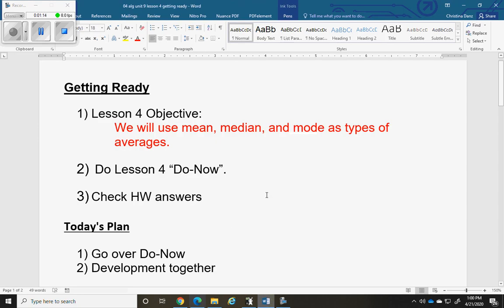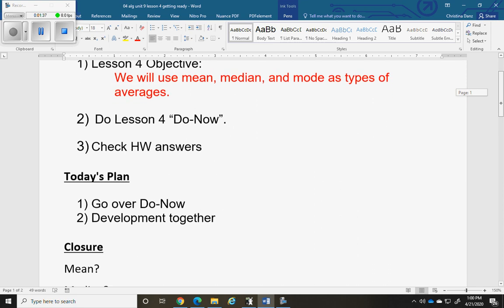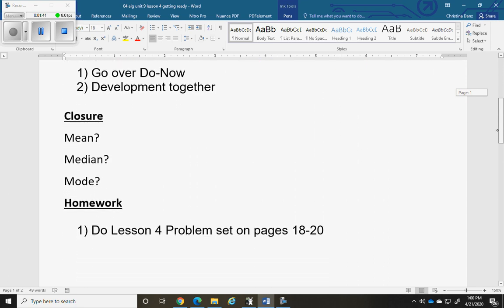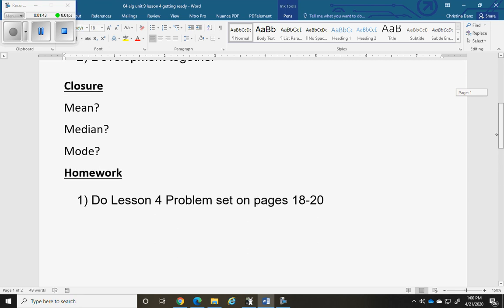So our objective is that we're going to be using the mean, median, and mode as types of averages. It helps us be able to say something about the set of data that we have in front of us. And I'll go over the do now with you, and you should check yesterday's homework answers. They were provided in the assignment. And we will do the development together, and then you'll do the problem set on your own. And by the end of the lesson, you should know what mean is, median, and mode. And again, you do need your calculator for this lesson, so make sure you have it.